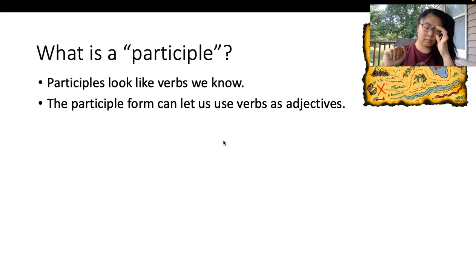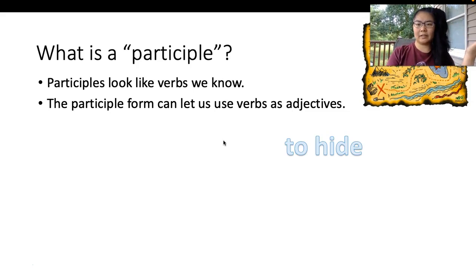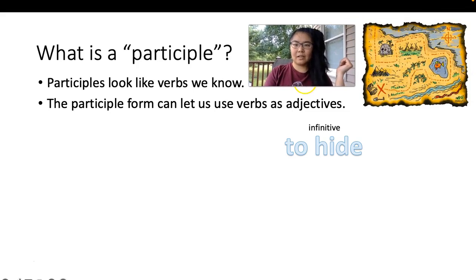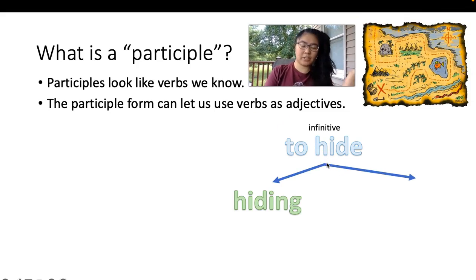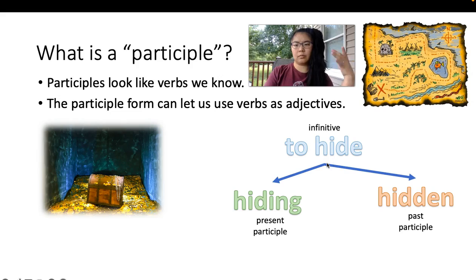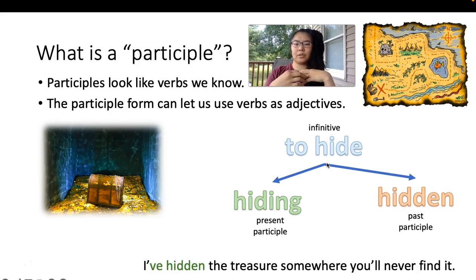So, second example, participles that look like verbs that we know, and they can let us use verbs as different parts of speech. So to hide. Oh wait, I should move my face. You can see the treasure map. So our infinitive is to hide. The present is hiding, present participle. Past participle is hidden. So we can see, I've hidden the treasure somewhere, you'll never find it.